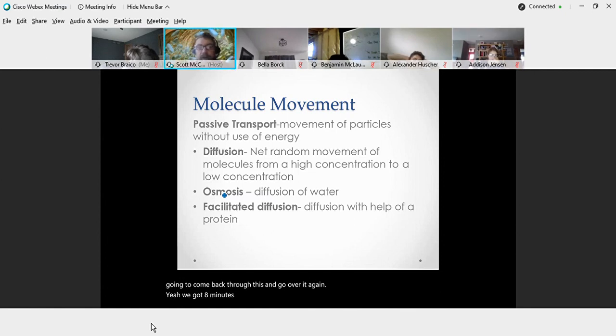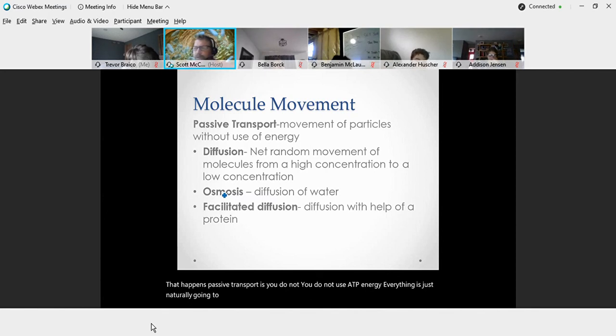Passive transport. Passive transport is the movement of particles without the use of energy. If you're a student, it means you don't like to put any energy in the class. And that happens. Passive transport is you do not use ATP energy. Everything is just naturally going to happen.